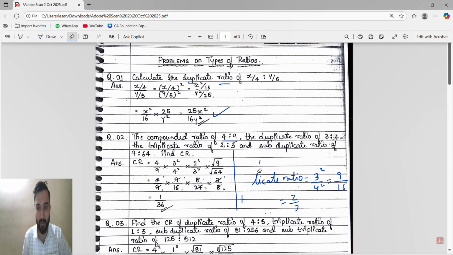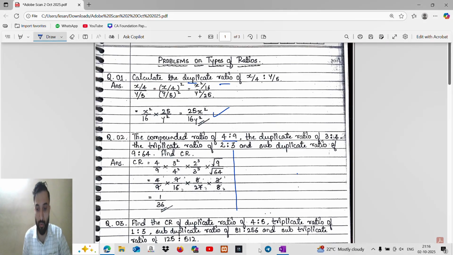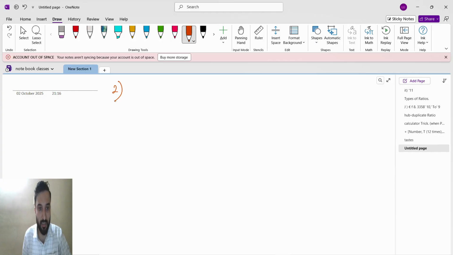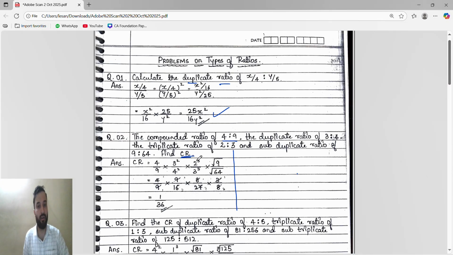The reason behind is, in the examination no one is going to check, step marking is not there. And in the examination we have to save the time. So what we will do, we will just write down the direct values. Question number 2, see, we will just write down the direct values. What we have to find? We have to find the compounded ratio.